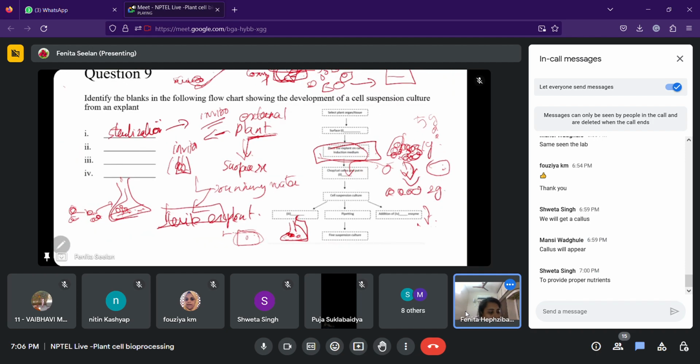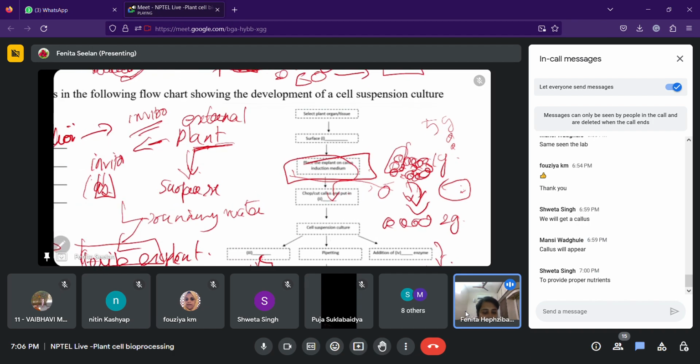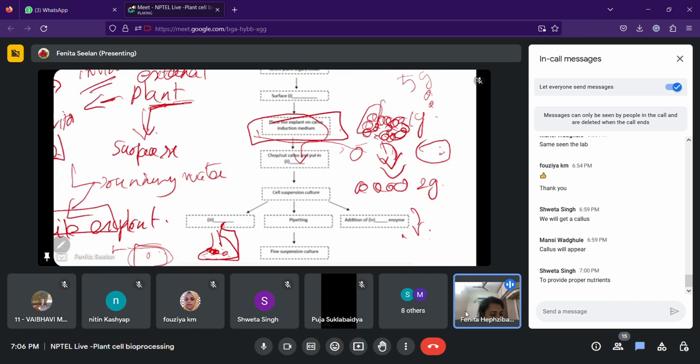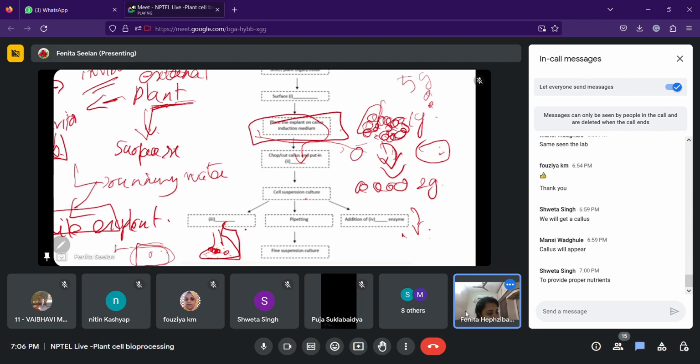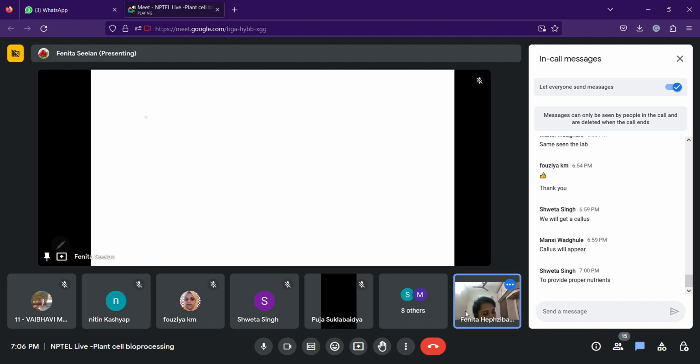You are filtering it. The end result which you want is, for example, from the cell suspension, let me go to the next page. So this is your cell suspension. Here aggregates and all are there. So you are allowing it to grow. Now it has grown, media will become less, cells will be more. This is how the growth will be after some days. It varies according to the plant species.